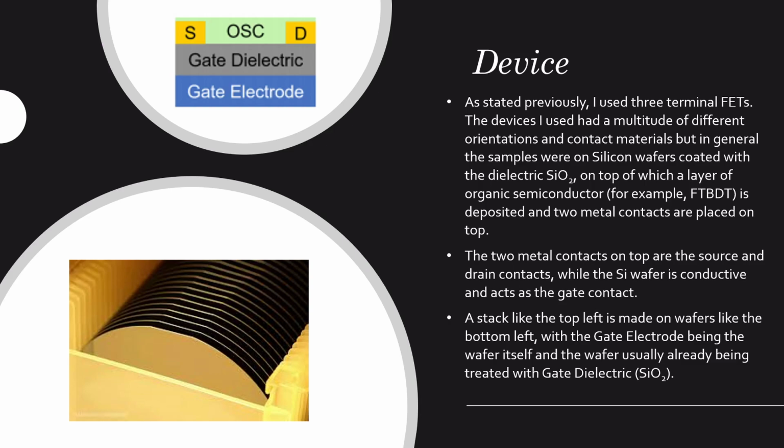The S and D are the top metal contacts, which are called the source and drain. The OSC is the organic semiconductor. The gate dielectric was the silicon dioxide layer, and the gate electrode is the silicon wafer.